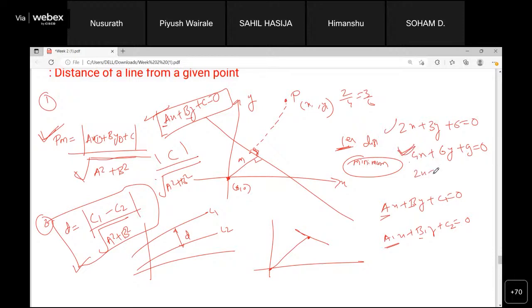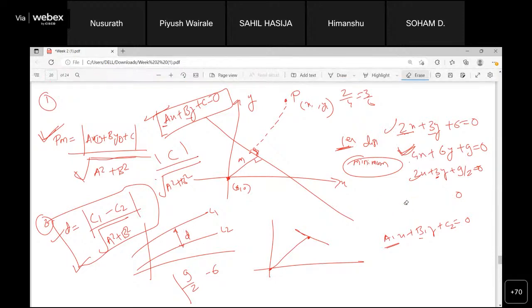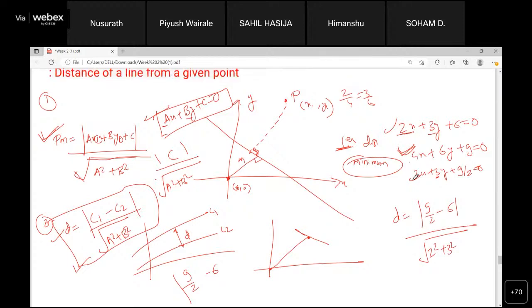It will be 2x plus 3y plus 9 by 2 equals 0. Now the coefficients are equal. Here c1 will be 9 by 2, not 9. Please remember this: the coefficients of both x and y should be the same, then only you can apply this formula. So the distance d equals 9 by 2 minus 6 upon under root of 2 square plus 3 square, right? That's it. But please make sure that the coefficients are the same while calculating the distance between two parallel lines.